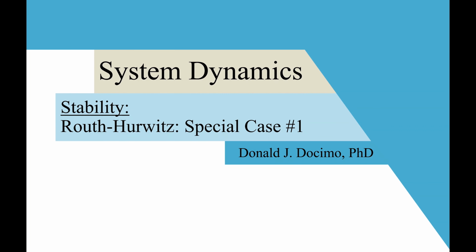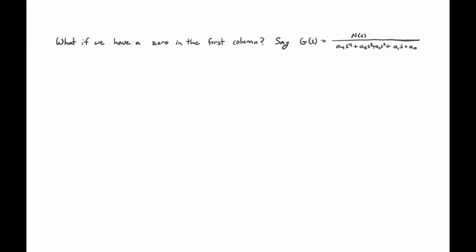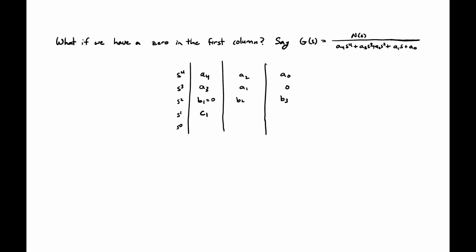All right, this video is going to cover the first of our two special cases with the Routh-Hurwitz table. So let's say, what if we have a 0 in our first column? Say g of s is equal to the numerator divided by, let's say, a fourth order polynomial for now. And we go through and we build our Routh-Hurwitz table. And let's say b1 or c1 is equal to 0. That could be problematic. Let's go with b1 for now.